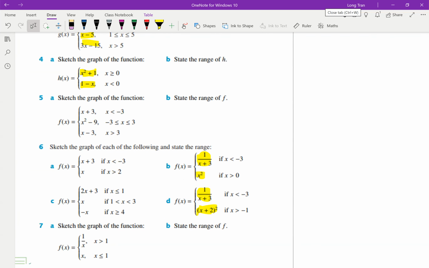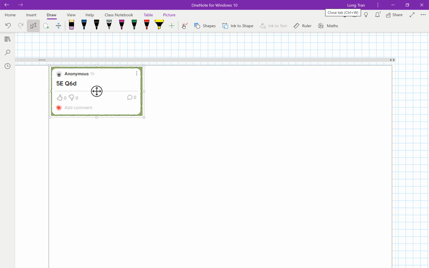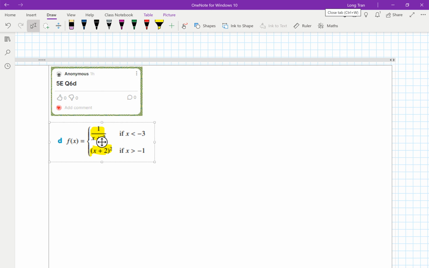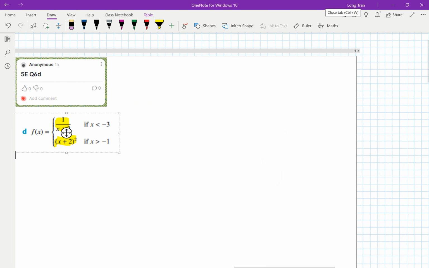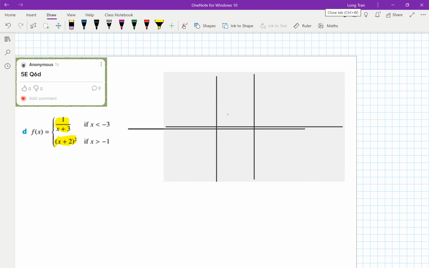6d: sketch the following, state the range. If I were to do this by hand, I'd draw the axes first and try to picture it. Let's draw the axes, and what it's from: less than -3 and greater than -1.